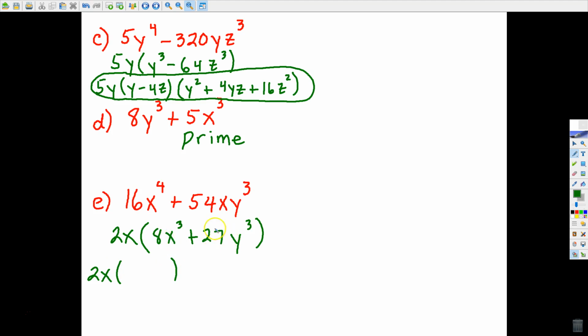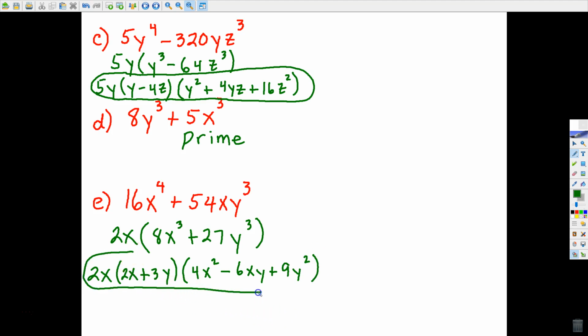I'm going to come up with the cube roots of each of these. The cube root of 8 again is 2. Cube root of x to the third is x, plus the cube root of 27 is 3. Cube root of y cubed is y. And now I make a trinomial from these two terms. So I square the first, that's 4x squared, minus, I multiply these together, 2 times 3 is 6, xy. And then I square this last term, and that gives me plus 9y squared. And that ends up being the factoring for letter E.